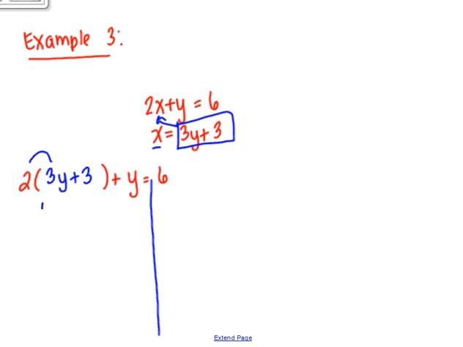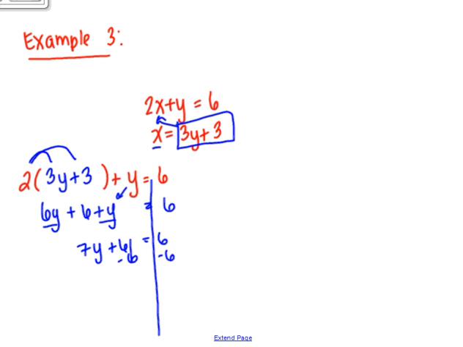Now I'm going to distribute. 2 times 3y is 6y. 2 times 3 is 6. Bring down my plus y, I didn't touch. Combine like terms. Subtract 6 from both sides. 7y equals 0. Divide both sides by 7. 0 divided by 7 is 0. So the y value of my ordered pair, I got 0.